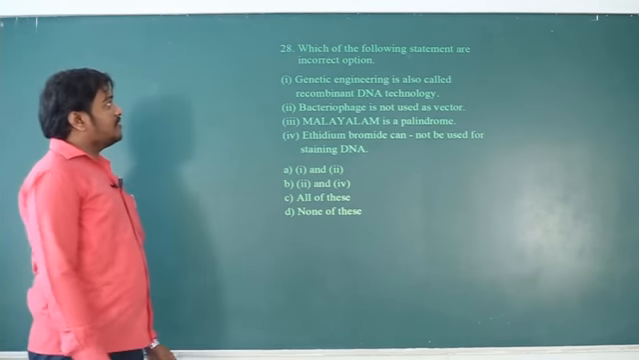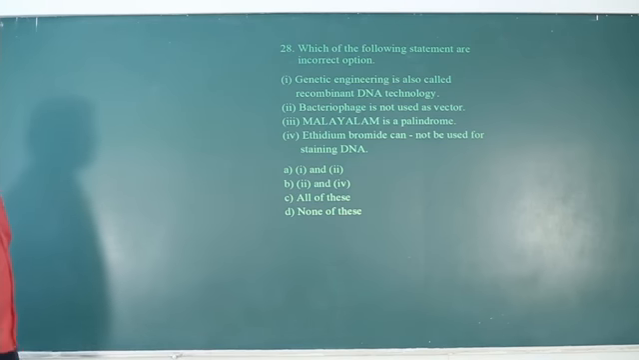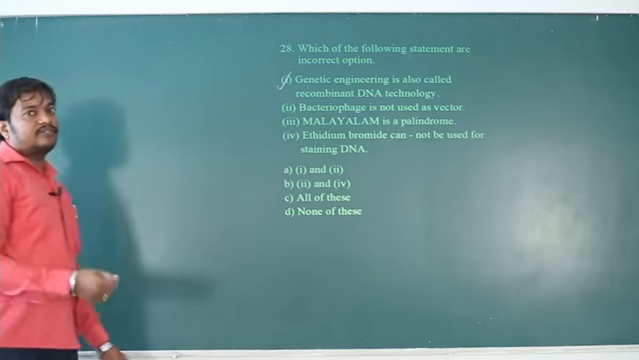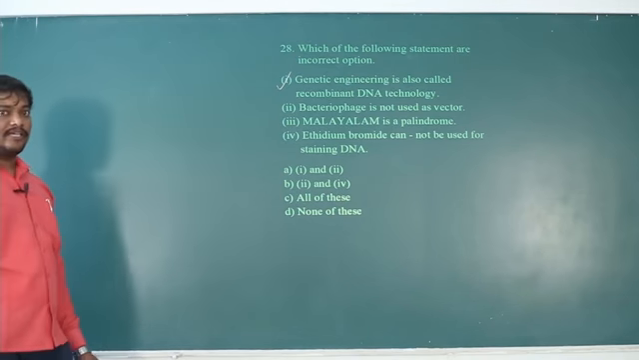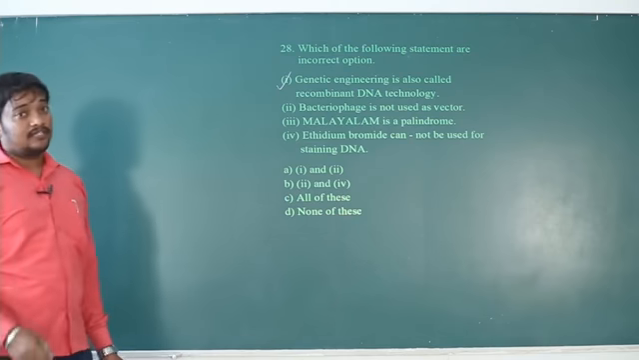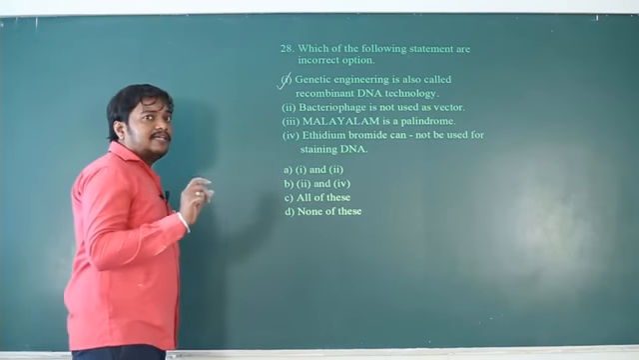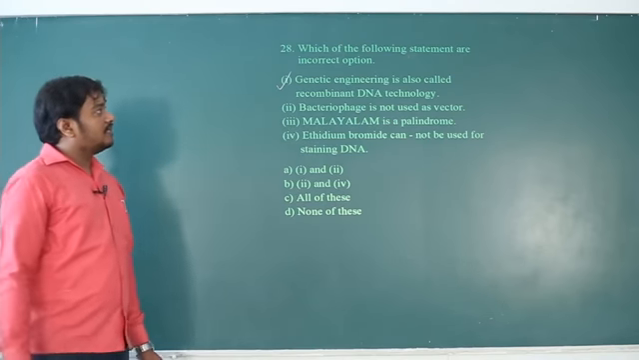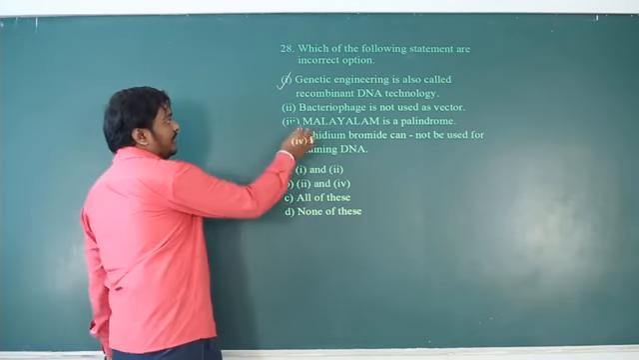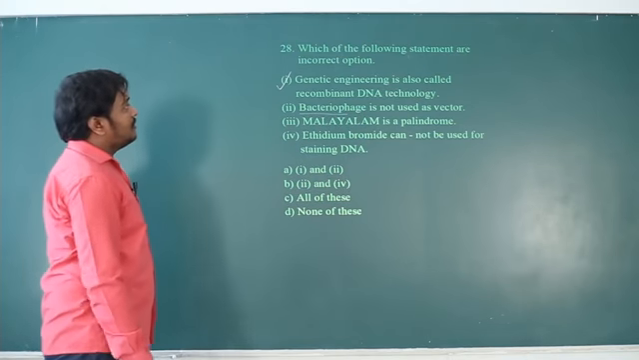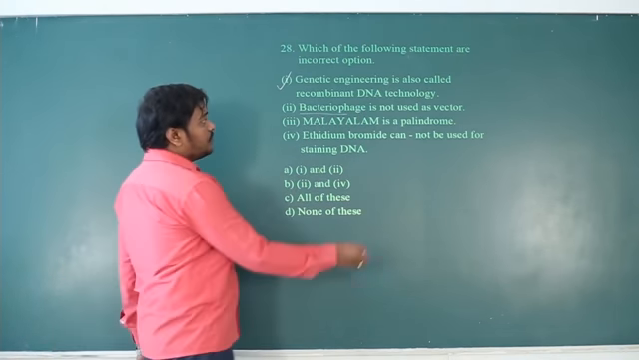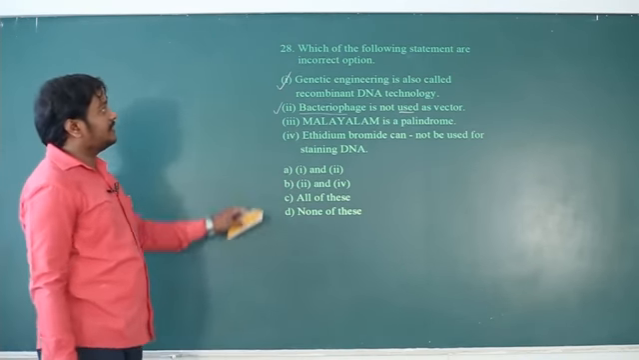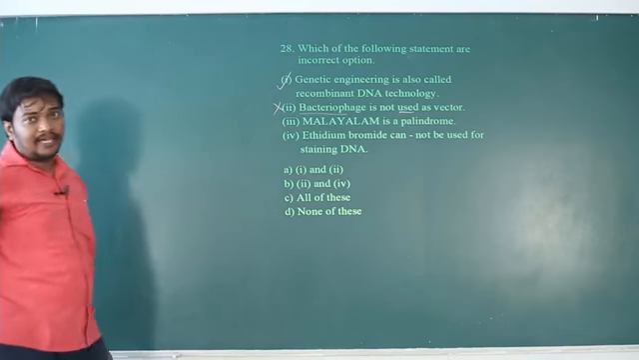Which of the following statements are incorrect? Genetic engineering is also called recombinant DNA technology. Of course, it is called recombinant DNA technology by combining the genes of two different organisms. To one organism, you can introduce alien DNA, that is called recombinant DNA technology, and it is also called genetic engineering. Genetic engineering is nothing but altering the genome of an organism. Bacteriophage is not used as a vector. No, bacteriophage can be used as a vector, to transfer the desired gene into bacteria.